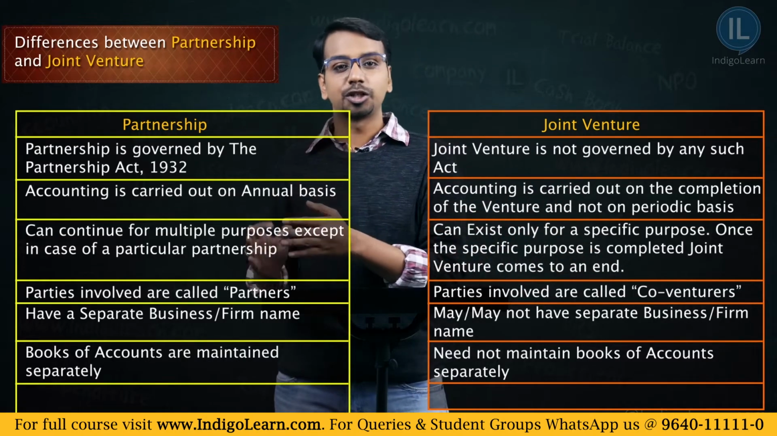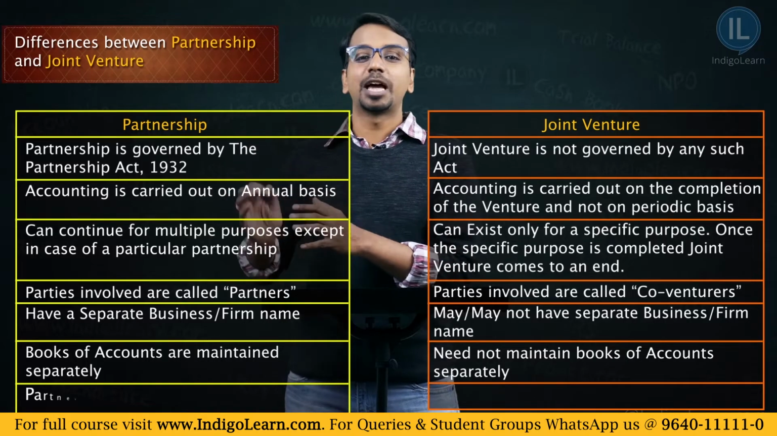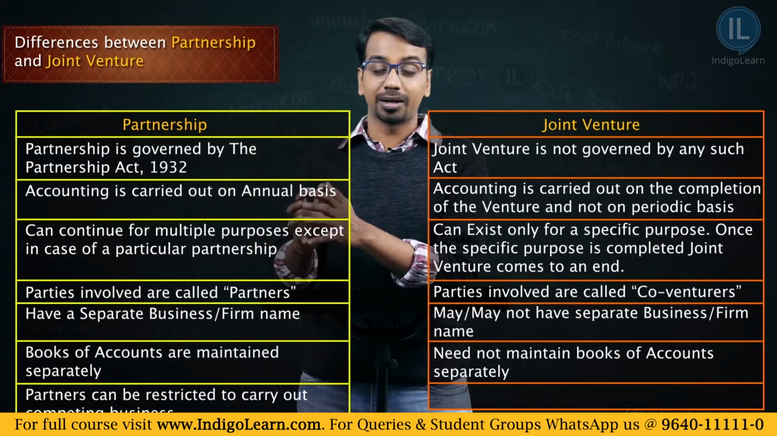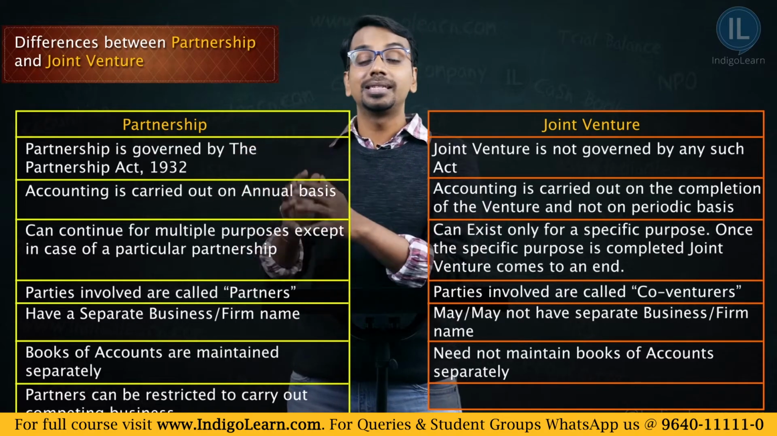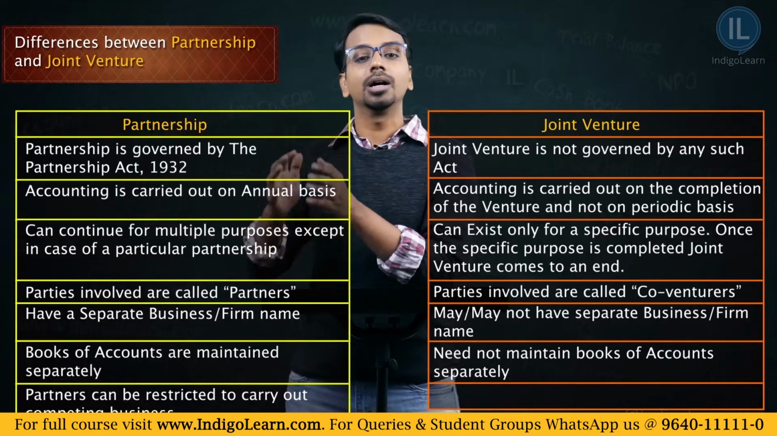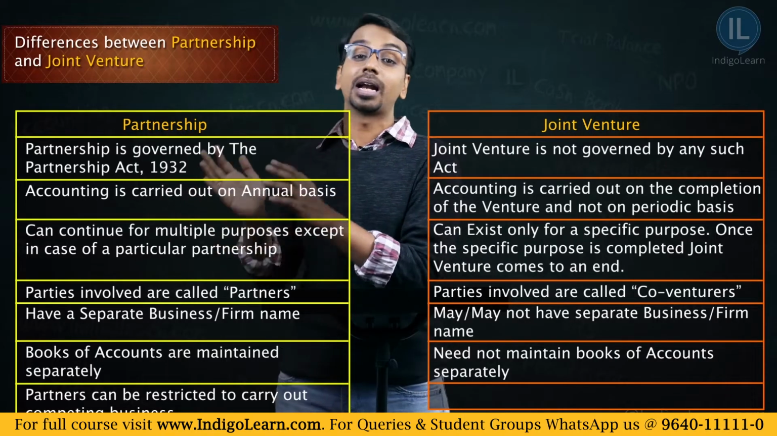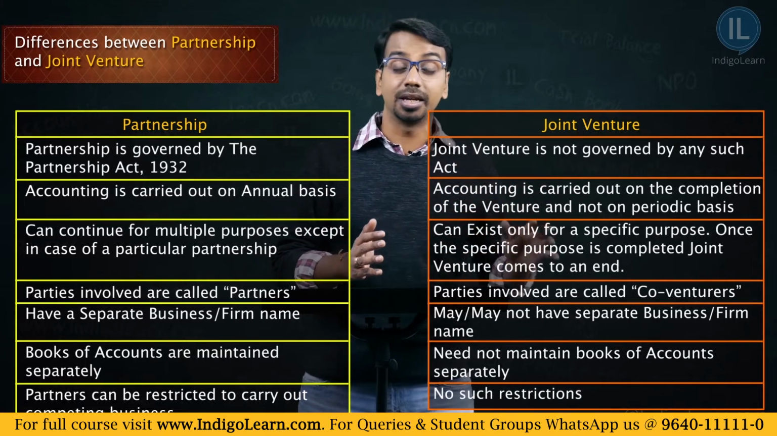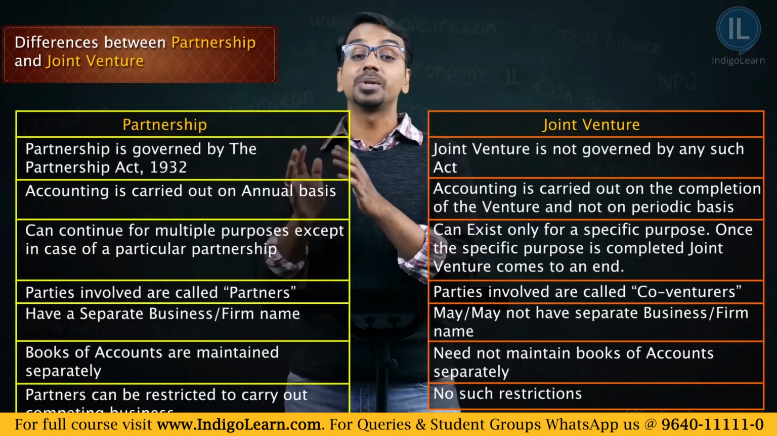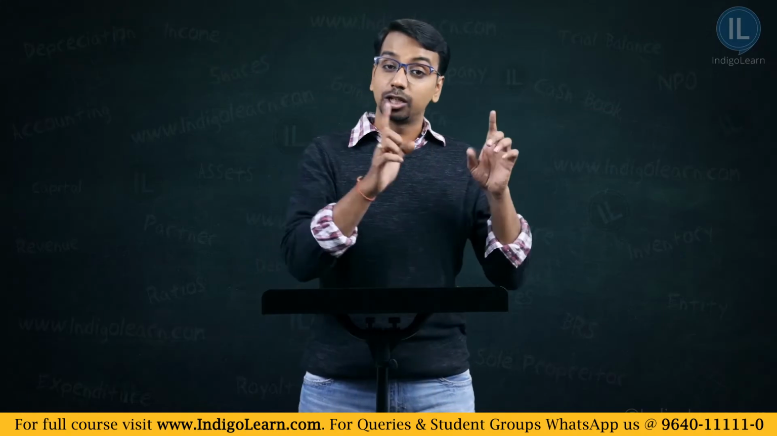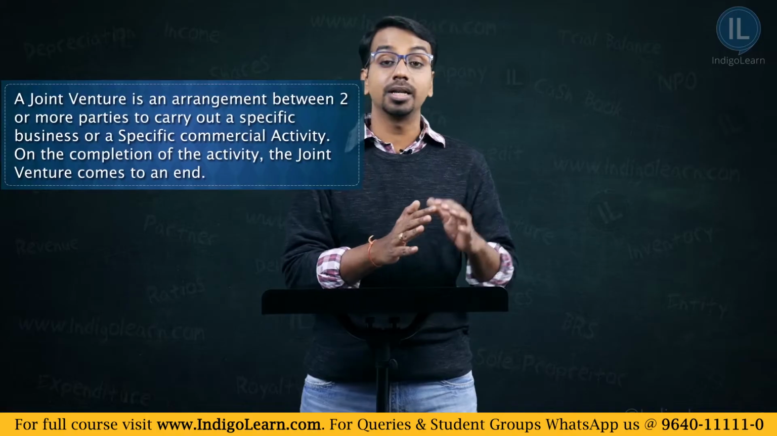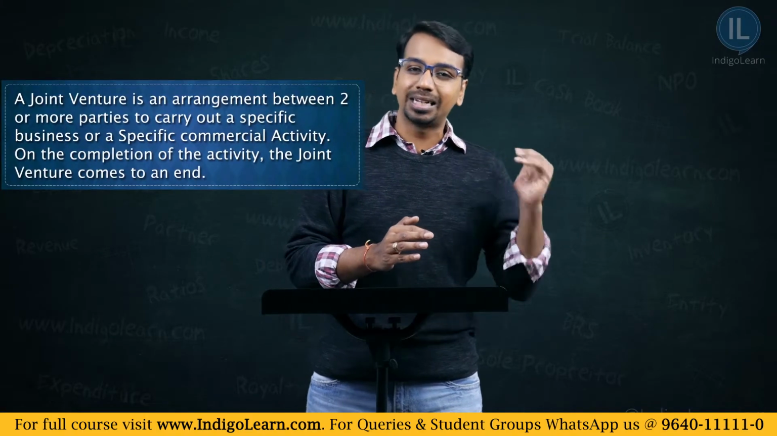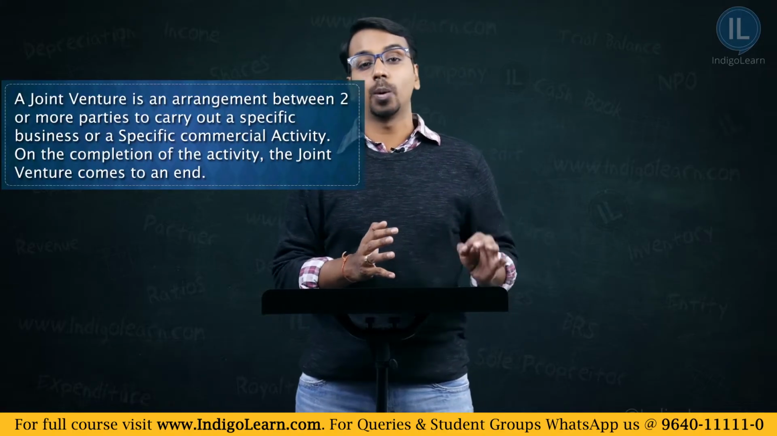Also, in case of a partnership, generally the partners can be restricted from carrying out competing business. For example, A, B and C are in a partnership of a restaurant business. A, B and C may not be allowed to carry out a private restaurant business separately from that of the firm. But when it comes to a joint venture, generally such restrictions are not seen. So in these senses, a partnership is different from a joint venture. But again, a joint venture is an arrangement between two or more parties to carry out a specific business or a specific commercial activity. And once that activity is completed, the joint venture comes to an end.